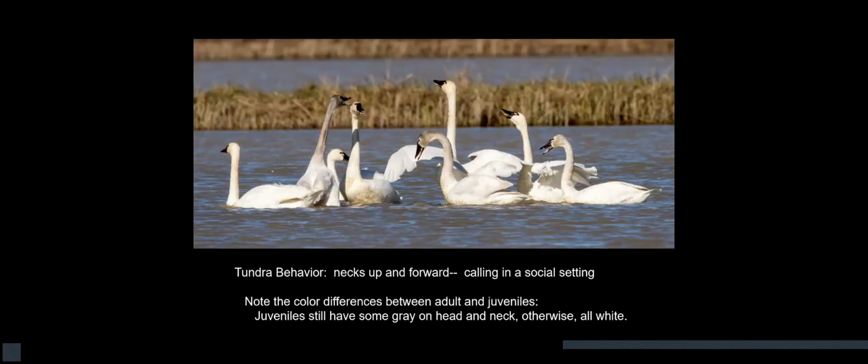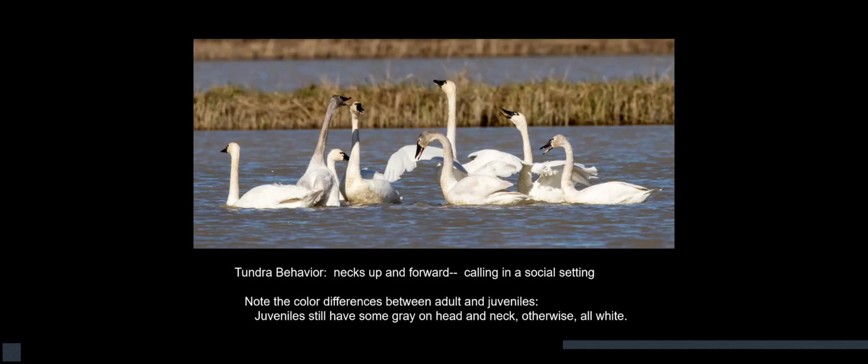Here they are in a display and a camaraderie. Tundra swans will stick their necks out, sometimes at a 45-degree angle, and call and communicate. Trumpeter swans have a very different way of communication. But also notice here on the far right, a tundra swan juvenile with a very pale gray head and neck and a nearly all white body. And their feet are all black.